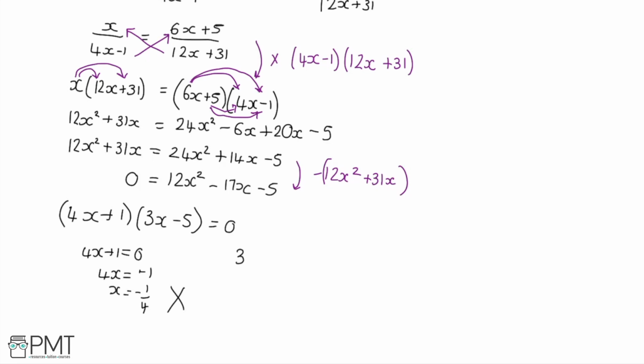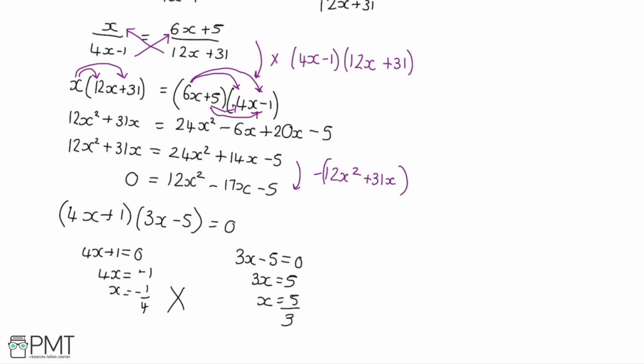So now looking at the other bracket, 3x minus 5 is equal to 0. Add 5 to both sides, 3x is equal to 5. Divide both sides through by 3, x is equal to 5 over 3. x is greater than 0, so it can be a side length, a real tangible side length. So that is the correct answer here. And there we have it, we've calculated the value of x.